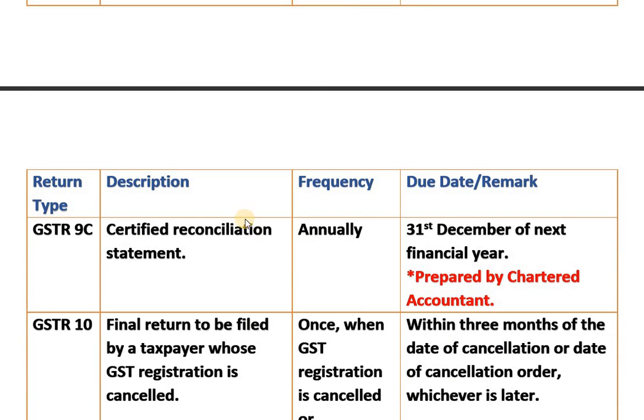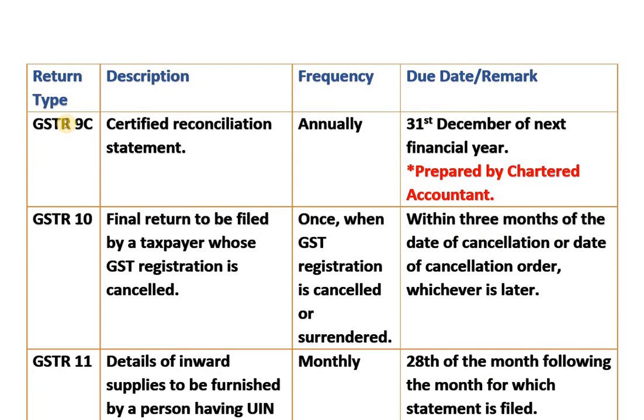And the next type of return is the Gstr 9C, which is a certified reconciliation statement which has to be filed annually, and the due date will be 31st of December of the next financial year, and this kind of statement is usually done by a chartered accountant. Okay, normal annual return will be Gstr 9, while 9C is a certified reconciliation statement which has to be prepared by a chartered accountant.